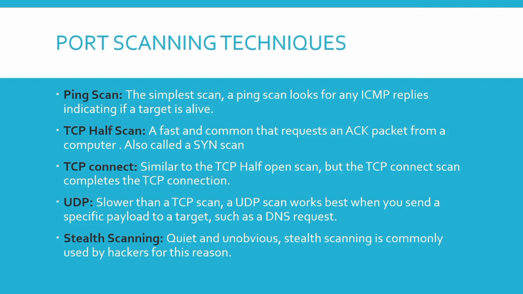The second one is the TCP half scan, a fast and common scan that requests an acknowledgement packet from a computer, also called a SYN scan. The TCP connect scan is similar to the TCP half-open scan, but it completes the TCP connection. The UDP scan is slower than a TCP scan; it works best when you send a specific payload to a target, such as a DNS request. Stealth scanning is quiet and unobvious, and is commonly used by hackers for this reason.